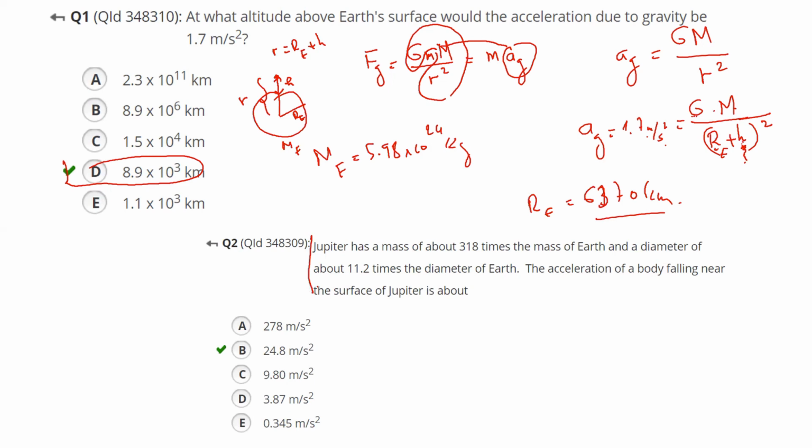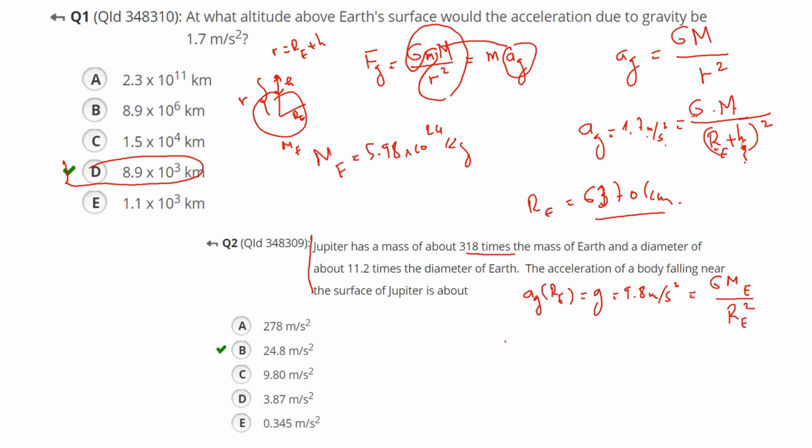Okay, I give you Jupiter, and I ask you what is the gravitational acceleration at the surface of Jupiter. So you know, at the surface of Earth, ag at the radius of Earth is basically g, which is 9.8. And I told you how to get it. It's G, mass of the Earth, divided by radius of the Earth squared. This is roughly 9.8.